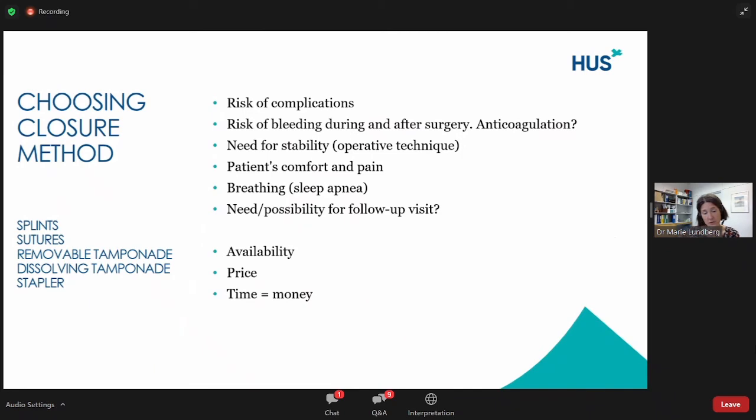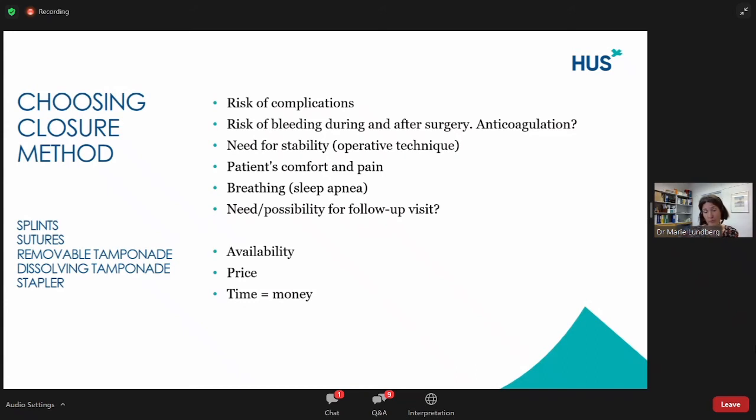So the methods you have to choose between are splints, usually made of silicone, sutures, then different kinds of tamponades, and then the stapler. And what you have to think about, beyond the complications, is the risk of bleeding. Does the patient have any anticoagulatives on? How much? What is your operative technique? Did you do it with the swinging door, or did you take the cartilage out? How much stability do you need?